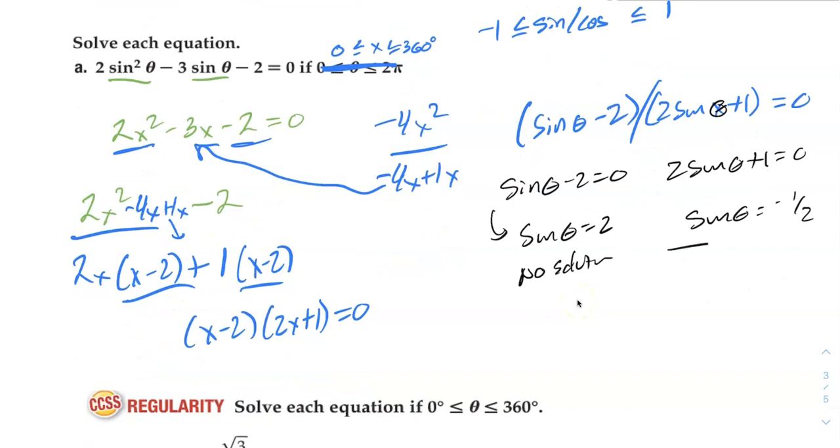Can't solve that. This we can solve. We're going to solve sine theta equals negative 1/2. We did this earlier, so hopefully by now we can start memorizing it. I also need to take calculus. So sine is negative, so it's in the bottom two quadrants, because sine is positive in A and S.